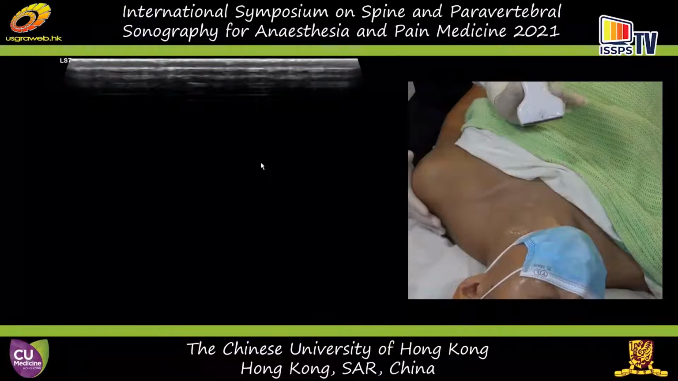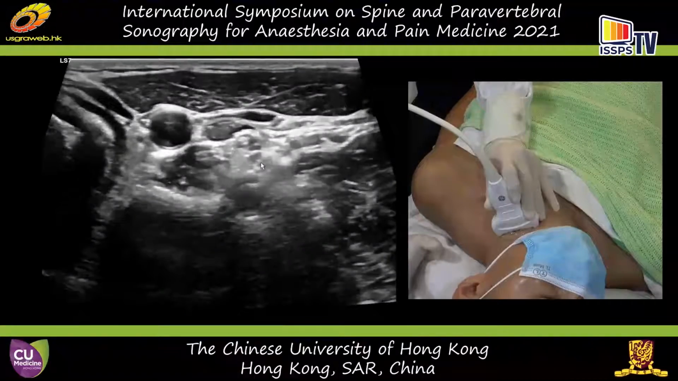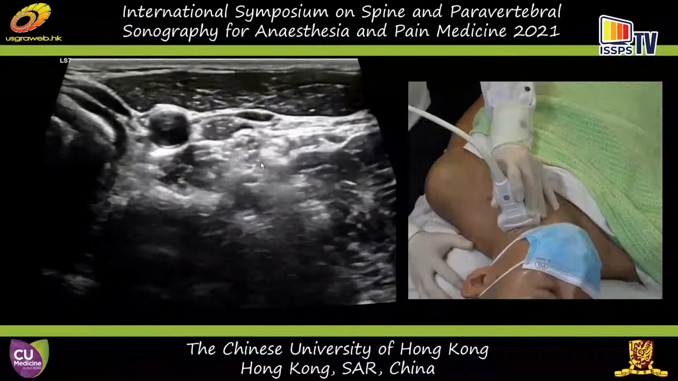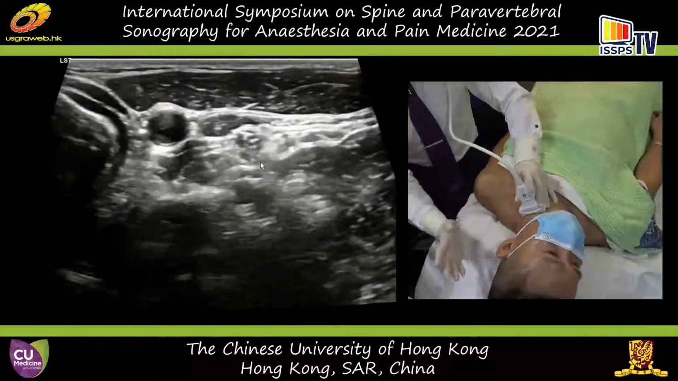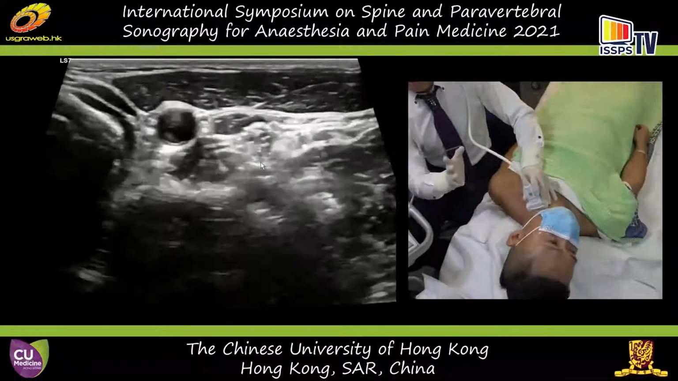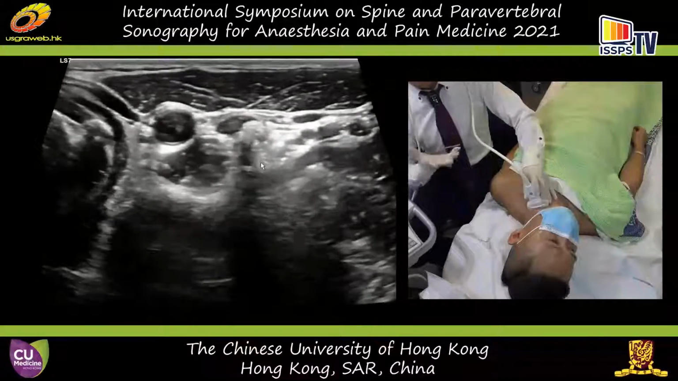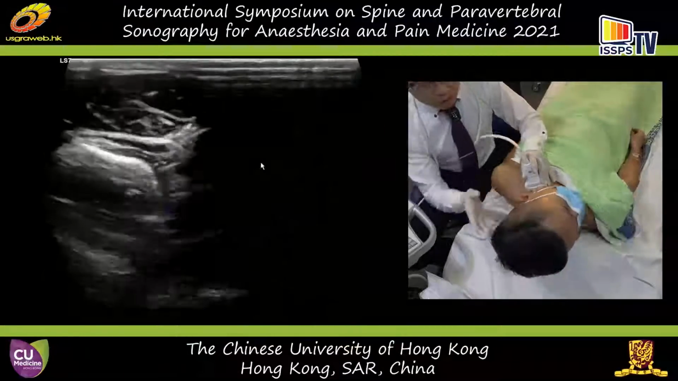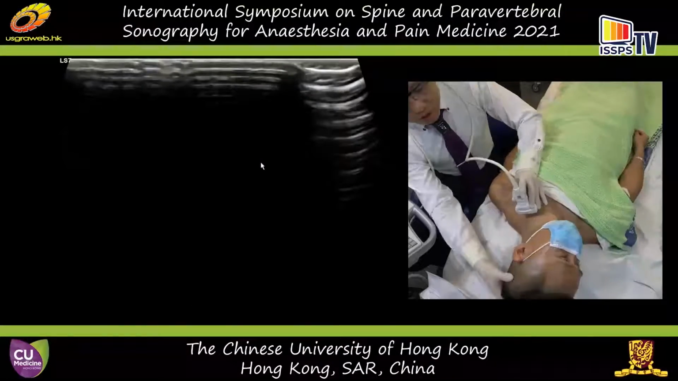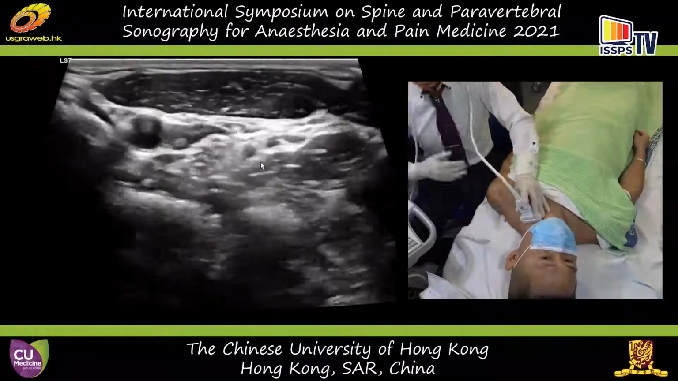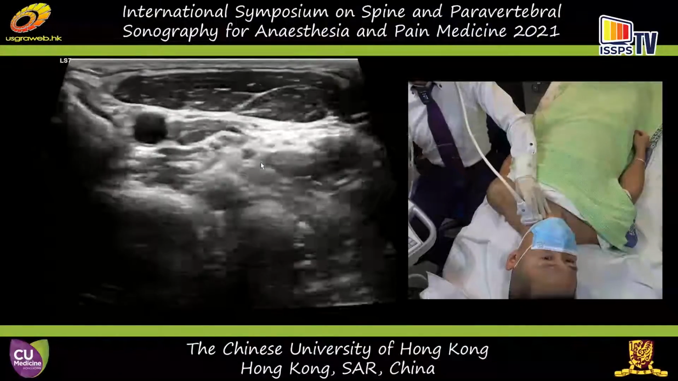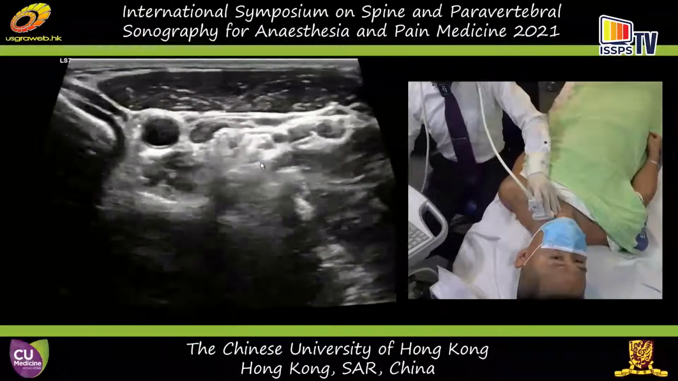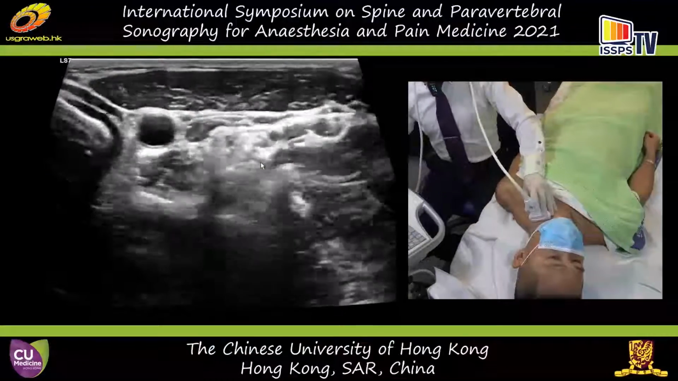You can see that for our patient, the model, we have a pillow under the ipsilateral shoulder, and the neck is a little bit hyperextended to expose the anterior structure more clearly. So a bit of hyperextension will make the anterior structure clearer. So this is the tip.